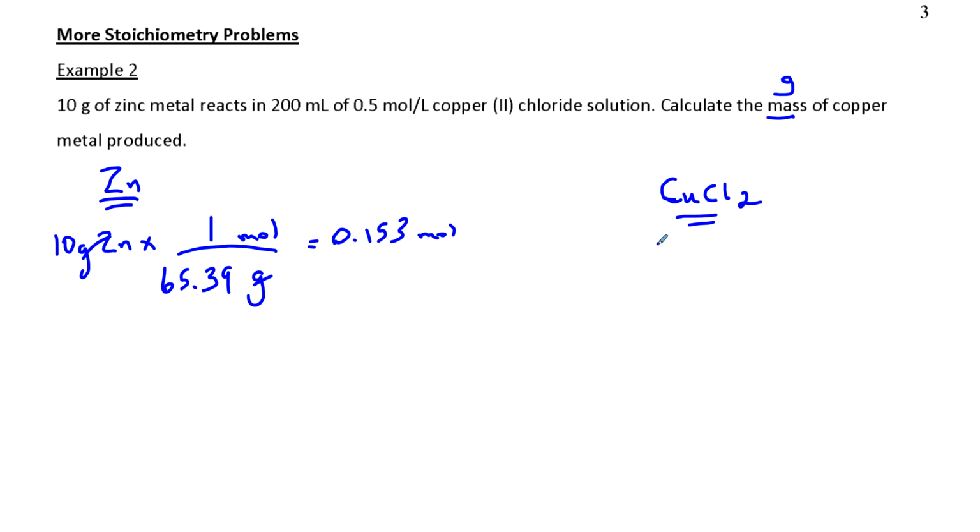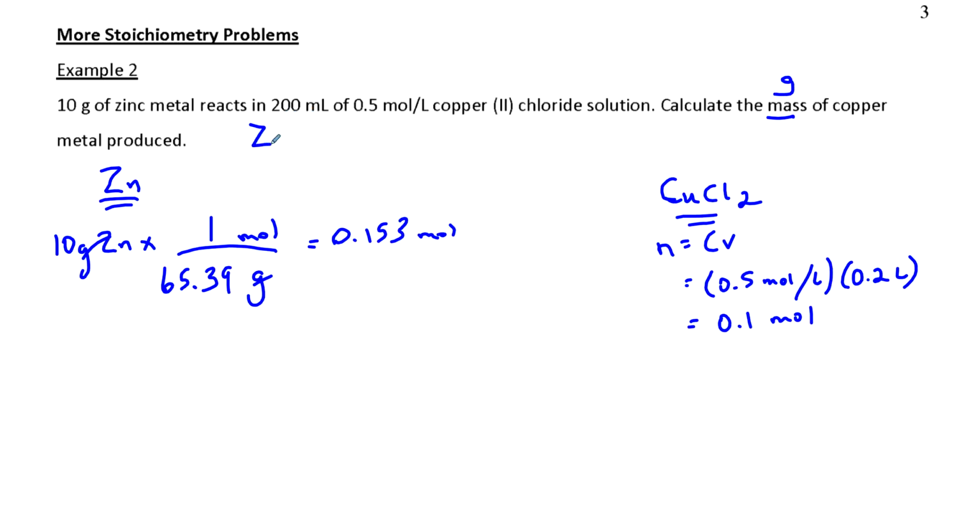I'm going to have to use, because it's a solution, N equals CV. So I take the concentration times the volume, make sure it's in liters, to get 0.1 moles there. Now I have both reactants switched into moles. What I forgot to do to start with was write out the balanced equation.